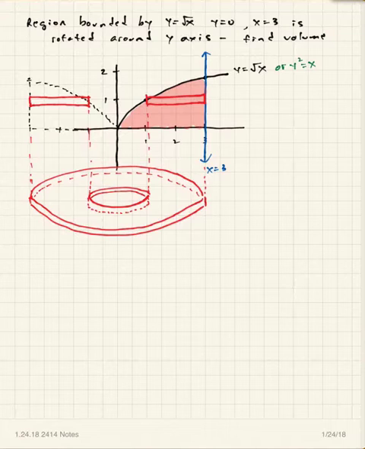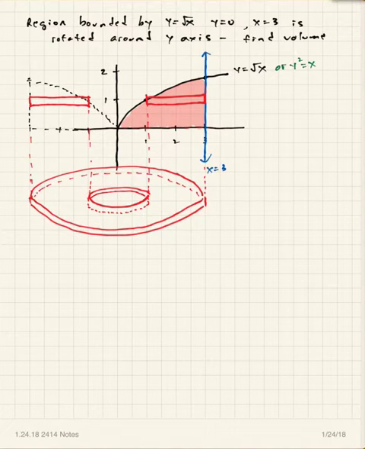All right, so in this case, we've got a region bounded by the curve y equals the square root of x, and y equals 0, which is just the x-axis, and then x equals 3. So I've got the region that we're rotating shaded, and it's rotated in this case around the y-axis.